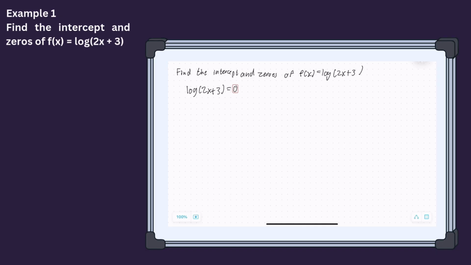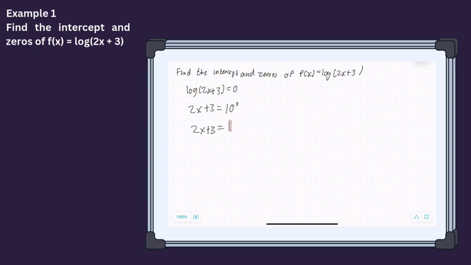Now, the next step is to rewrite it in exponential form. Now, 2x plus 3 equals 10 raised to 0. So we rewrote 0 into 10 raised to the power of 0. In this step, since any number raised to the power of 0 is equal to 1, we substitute and convert it into 1. So 2x plus 3 equals 1.